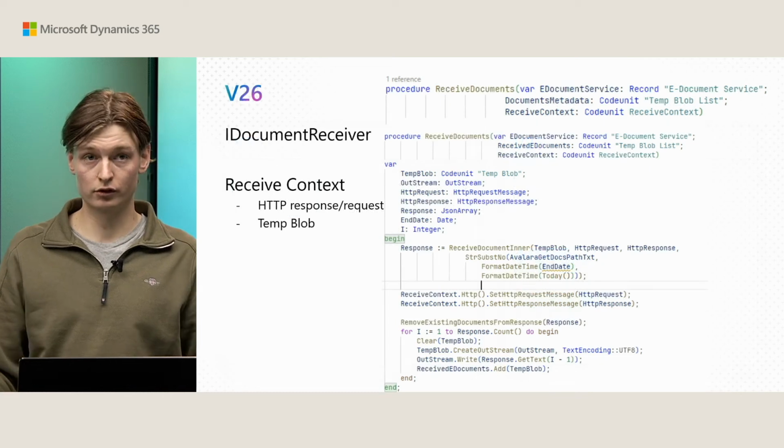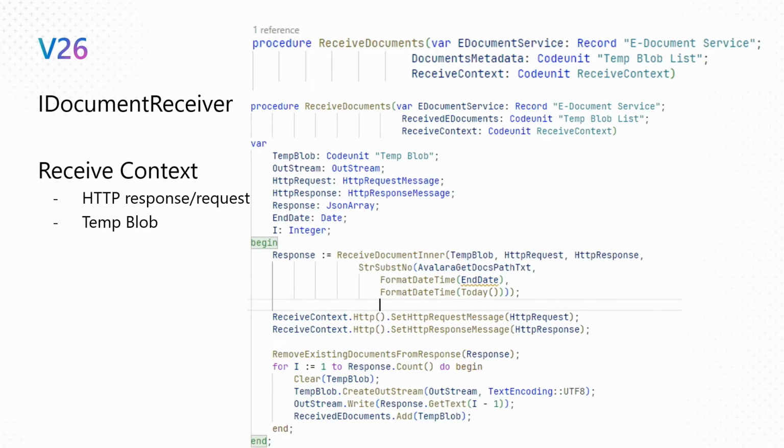To see how it looks, let's start with the receive documents. So in IDocumentReceiver, you get the service that you want to receive for, then a template list. That is a list that you need to fill out with the documents that you get from the service that you are to receive. And these will contain metadata about the documents.